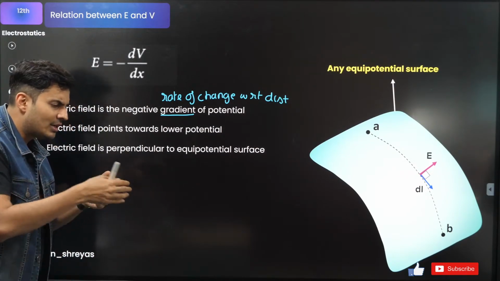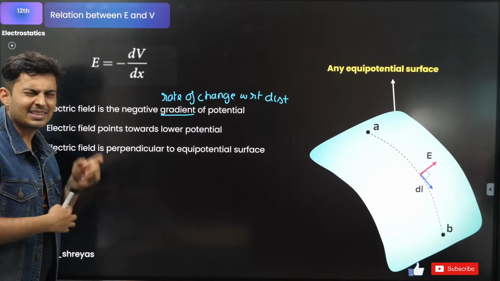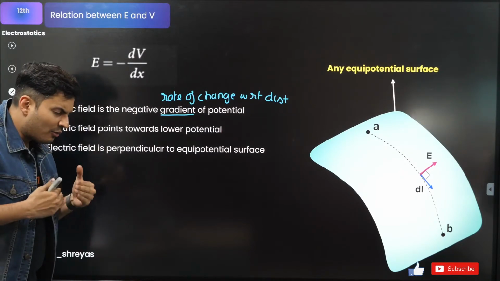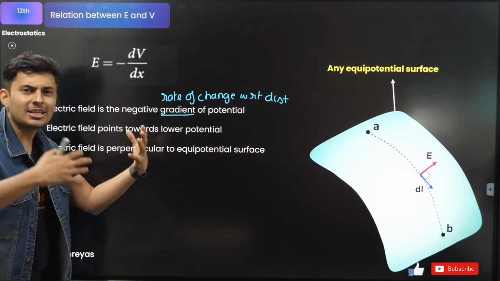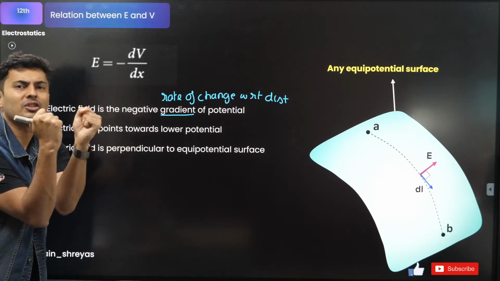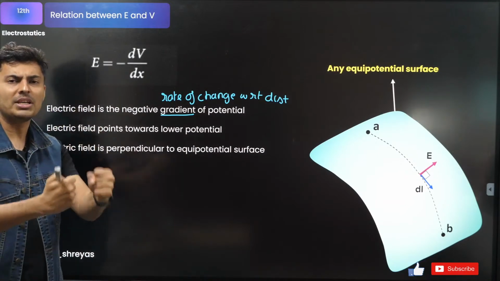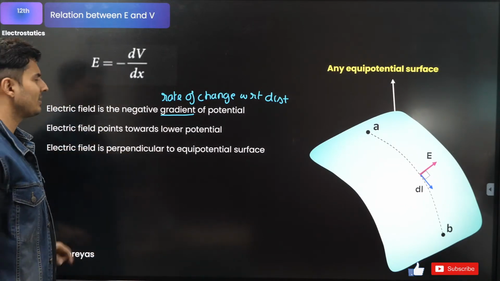Wherever the field goes, the potential always decreases. That's why there is that minus sign. And if the potential is dropping or changing rapidly, the field is very strong. That's why there is a rapid change in the potential. That's what this expression says.